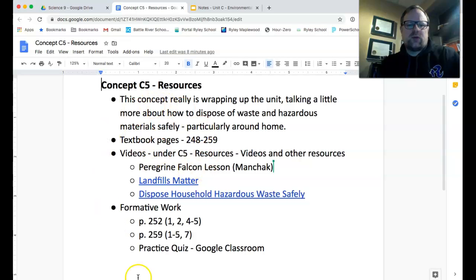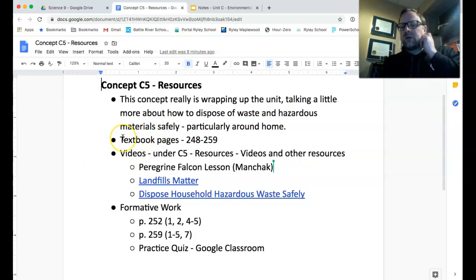I just wanted to bring this up to run through with you guys what you're up against when it comes to this concept. This is a really short concept. It should not take me very long to go through it with you, and it should not take you very long to go through as well.